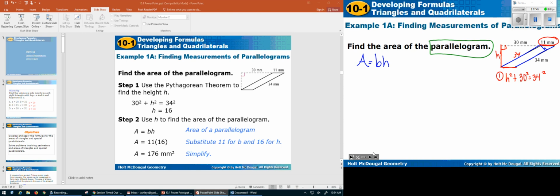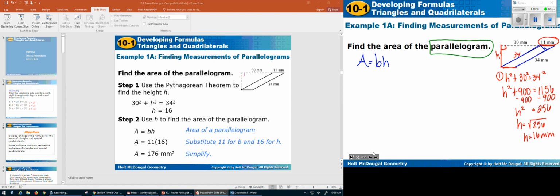All right, so we have h squared plus 900 equals, I don't know what 34 squared is. 1,156. Okay. And then I will subtract 900 to get 256 equals h squared. Take the square root of 256, which is 16, so my height is 16 millimeters. Questions on finding our height? Okay, then we'll just go back and plug that into our formula.